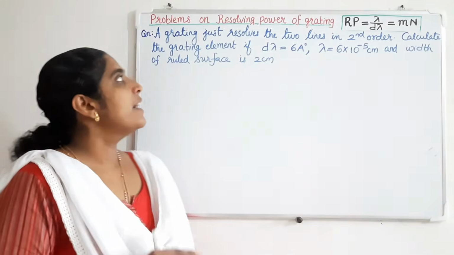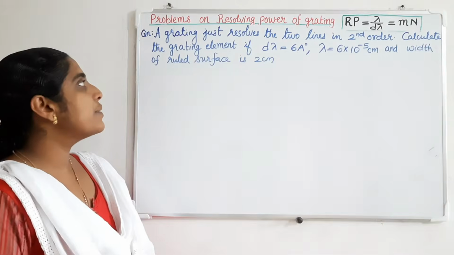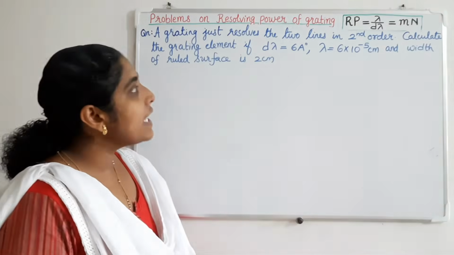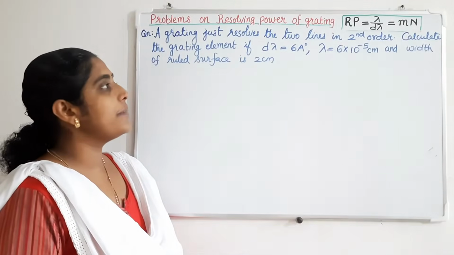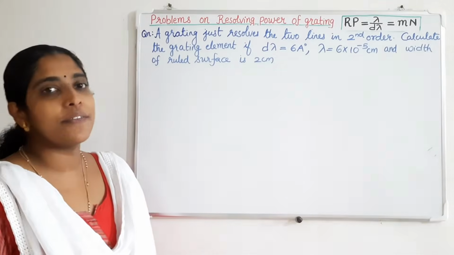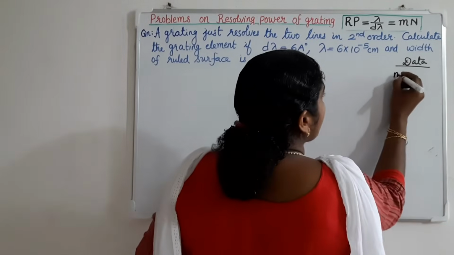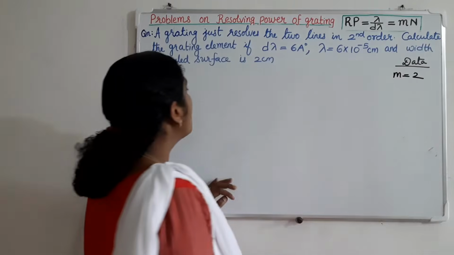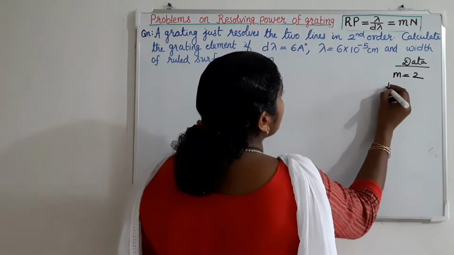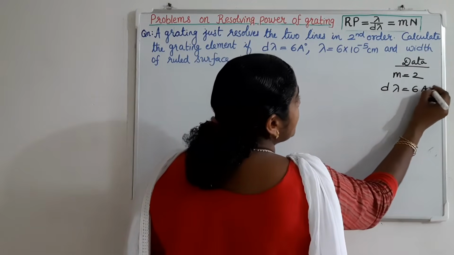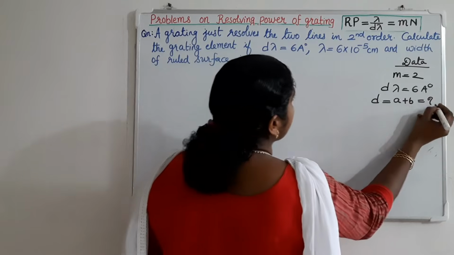See the next question. A grating just resolves the two lines in second order. Calculate the grating element. If d lambda equal to 6 angstrom, lambda equal to 6 into 10 raised to minus 5 centimeter, and width of the ruled surface is 2 centimeter. A grating resolves the two lines in second order. So m equal to 2. Calculate the grating element if d lambda equal to 6 angstrom. Grating element means d that is a plus b we want to find out.